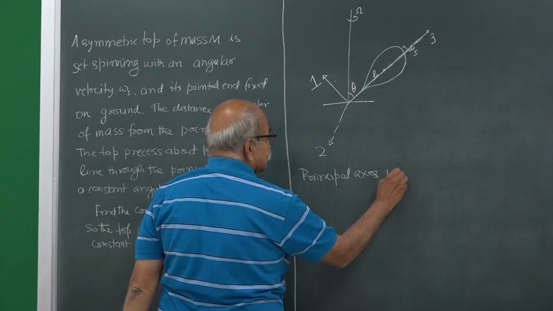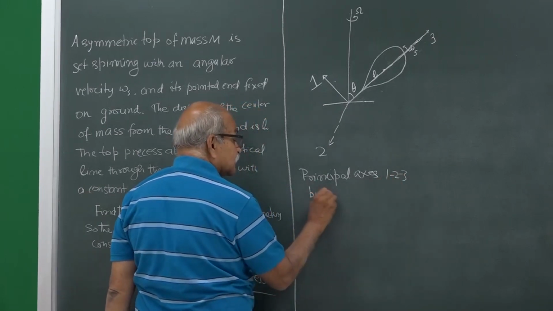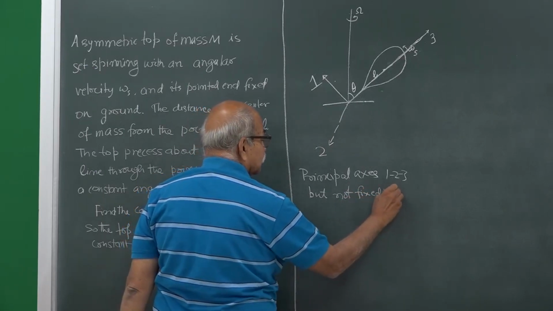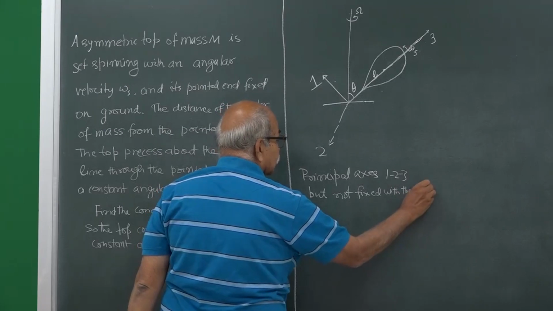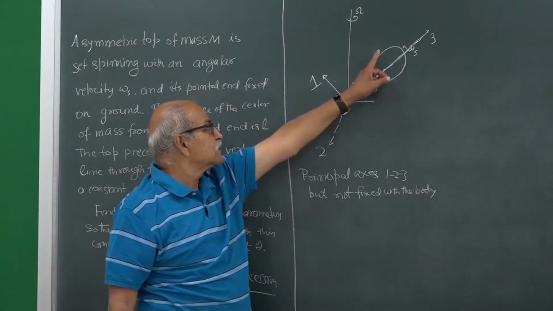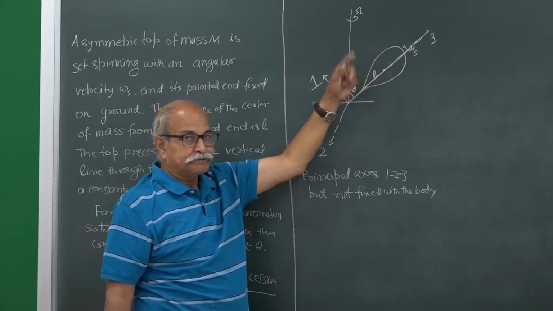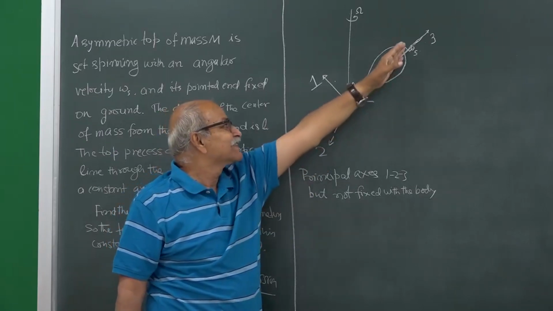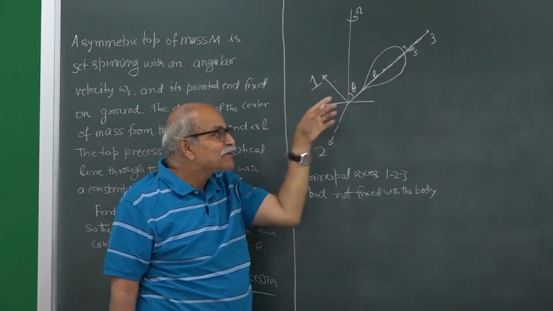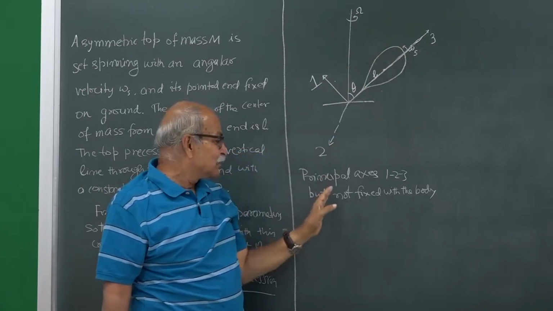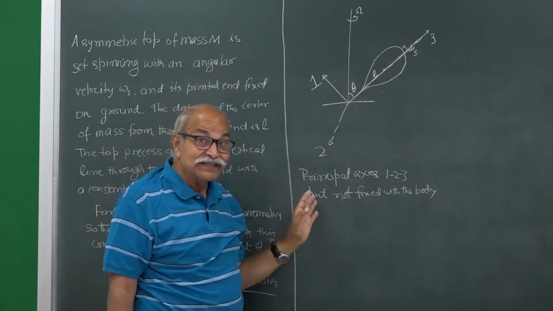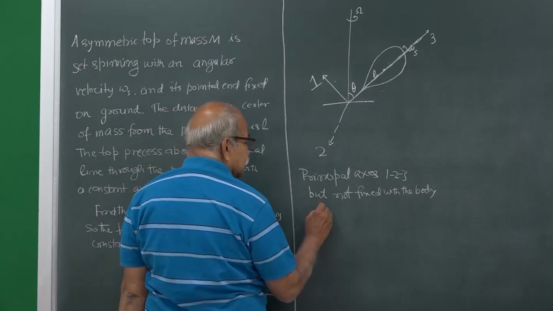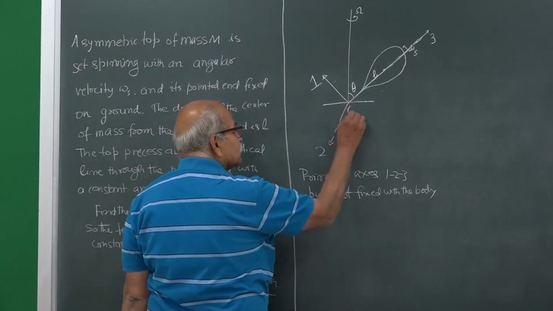Principal axes 1, 2, 3, but not fixed with the body. It is not fixed with the body in the sense that the top is spinning. When it is spinning, these axes do not spin with it. Although the 3 axis remains the same, these 2 axes will not spin at that velocity with it. So, it is not fixed in the body. So, we will not use Euler's equations. Okay. Fine. So, this is our system, and this is our origin.